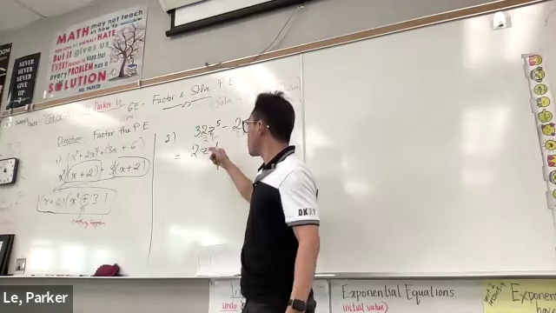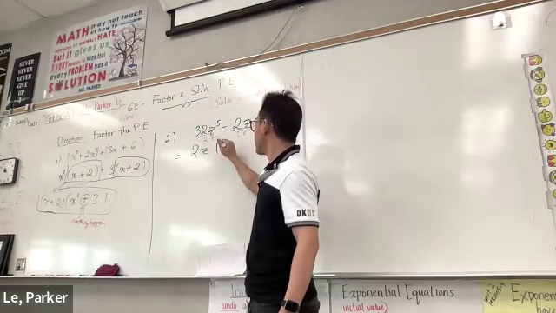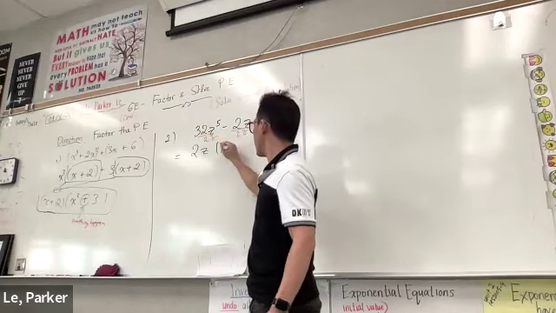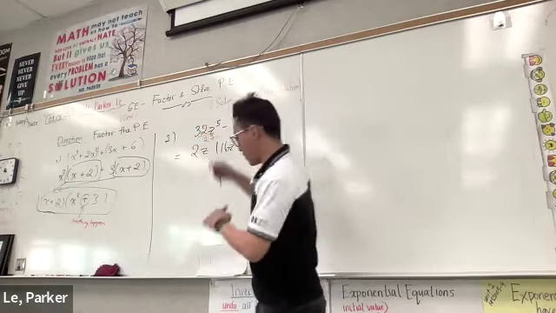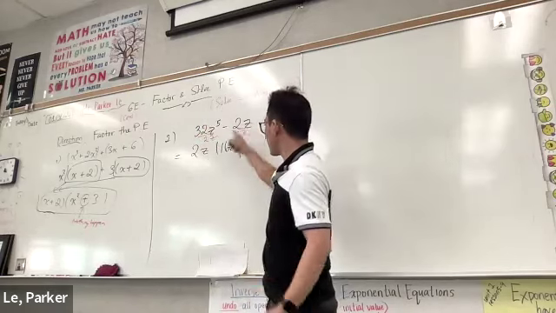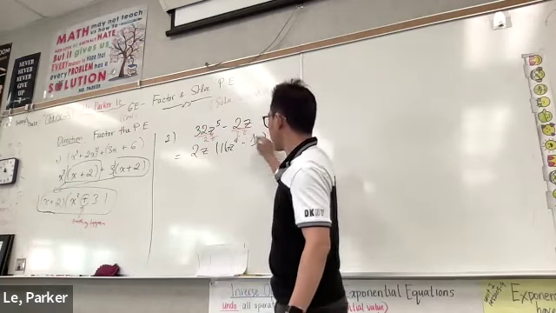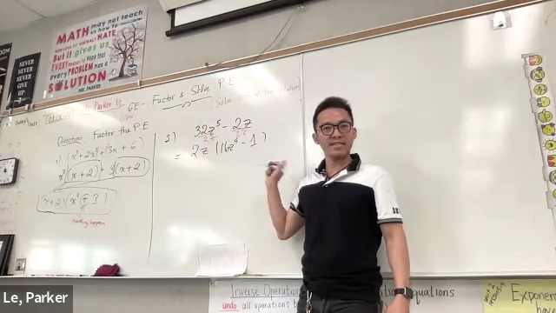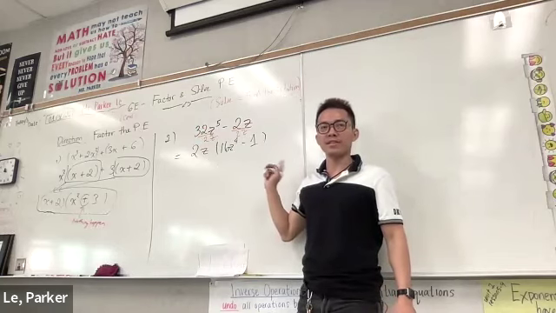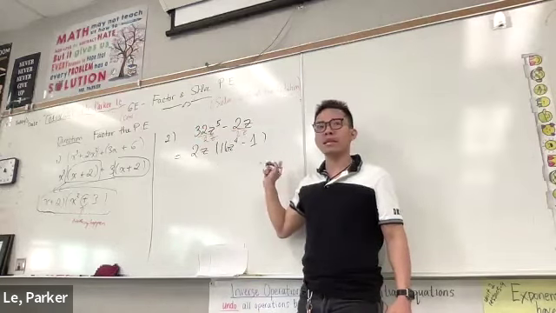So 32 divided by 2 is 16. Z^5 divided by Z is Z^4. Minus 1. Negative 2Z divided by 2Z is -1. Can we stop here? No, right? If you stop here, you're not finished. In fact, you're only 30% complete.